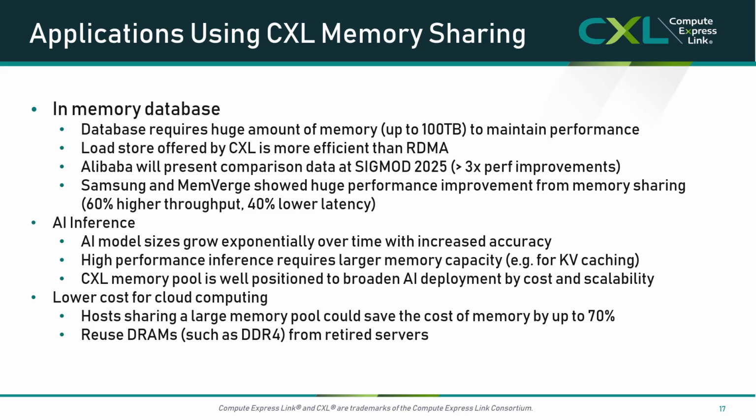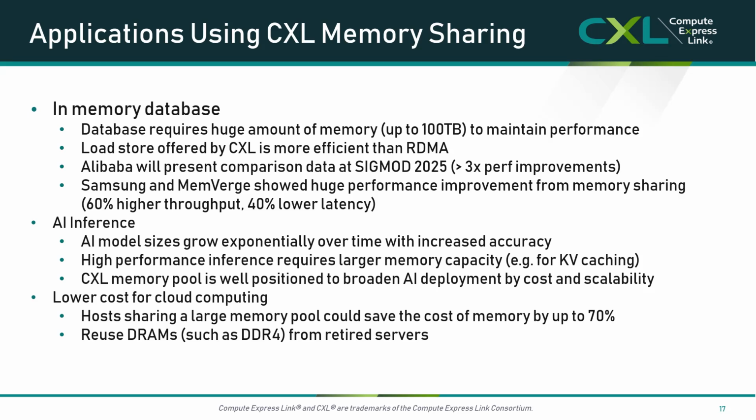Of course, Samsung and MemVerge, another startup in the Valley, have done more studies, and they also showed a huge performance improvement for memory sharing. Overall they see 60% higher throughput and 40% lower latency for the in-memory database benchmark tested. Then another emerging application for memory sharing would be the AI application, the AI workload.